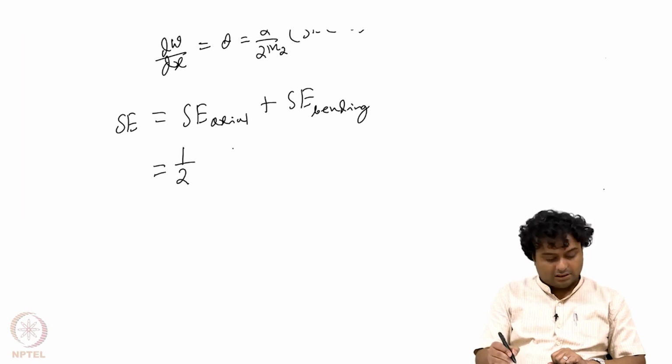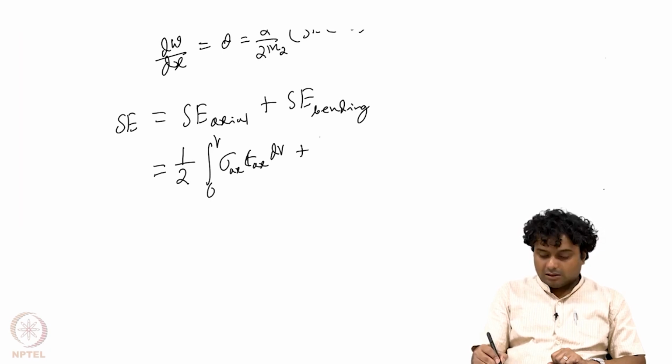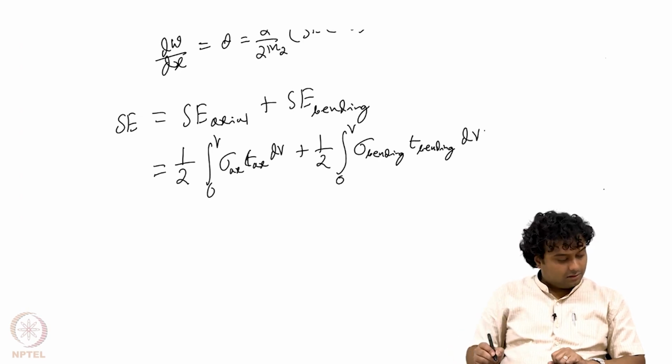So what is strain energy? Strain energy is half into the integral from 0 to V of sigma axial epsilon axial dV, plus half of again the volume integral from 0 to V of sigma bending epsilon bending dV.